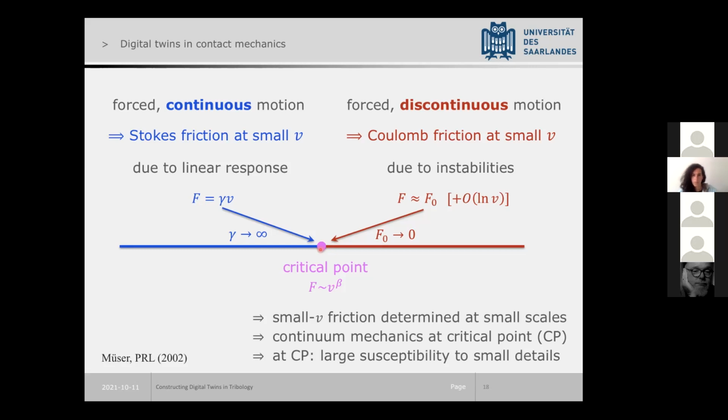So what's the bad news about this is that the velocity, the friction, the dissipative friction, so at small velocities, is determined at small scales because you have to know what happens when you zoom into the contact.